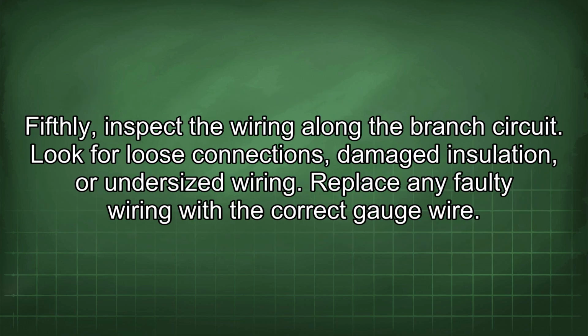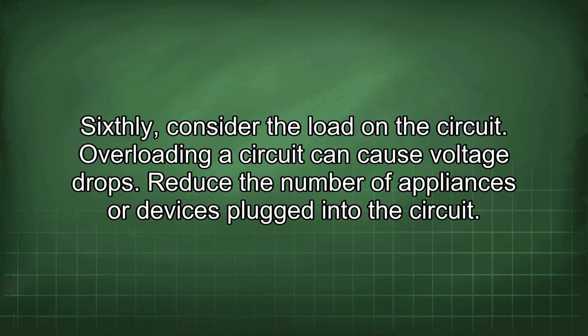Fifthly, inspect the wiring along the branch circuit. Look for loose connections, damaged insulation, or undersized wiring. Replace any faulty wiring with the correct gauge wire. Sixthly, consider the load on the circuit. Overloading a circuit can cause voltage drops. Reduce the number of appliances or devices plugged into the circuit.